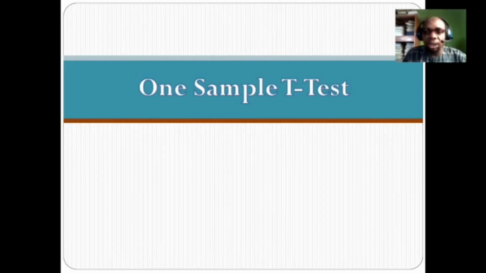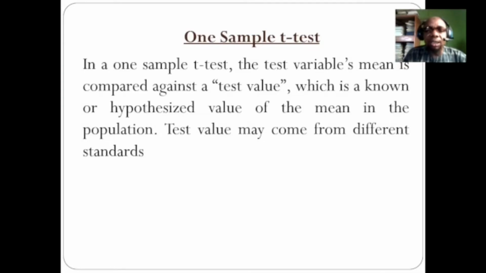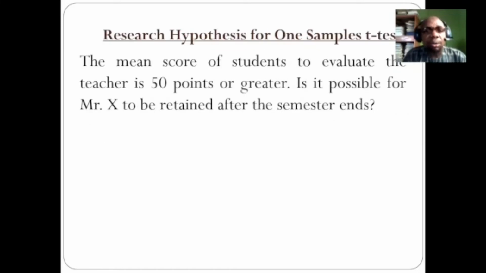One sample t-test. It is when the test variable's mean is compared against a test value, as I said earlier, which is a known or hypothesized value of the mean in the population. The test value may come from different standards. Let's look at an example.